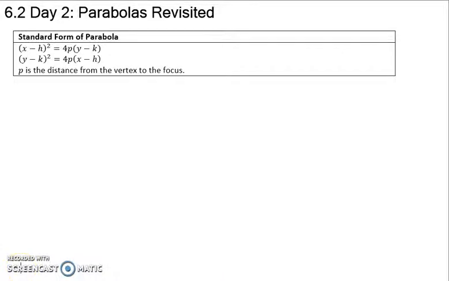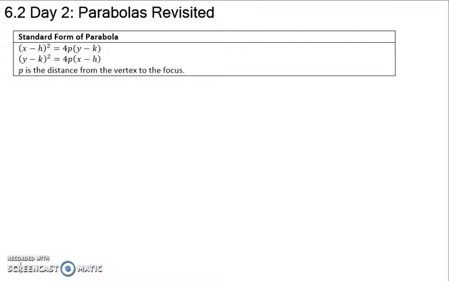Alright, in this video we're going to talk about section 6.2 day 2, and we're still going to talk about parabolas. In the last video we talked about the standard form of a parabola being what you see on the screen now, x minus h squared equals 4p times y minus k, or y minus k squared equals 4p times x minus h, where p is the distance from the vertex to the focus.